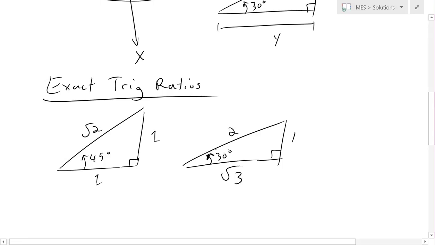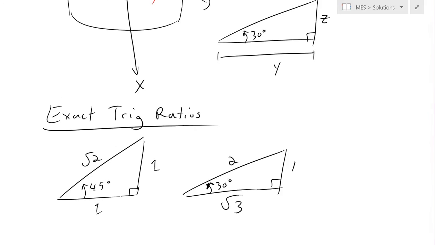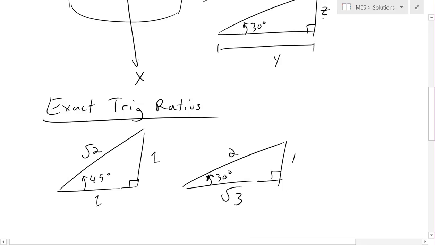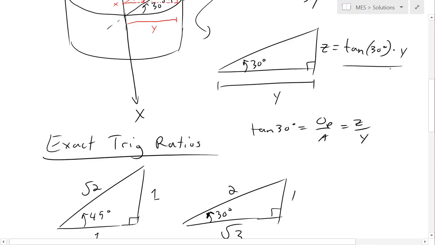And the other exact one is the 60 degrees, but we'll just stick with this one right here. So now we have this ratio, so z right here also equals tan, or opposite over adjacent, of 30 degrees, times y, because we know that tan 30 degrees equals opposite over adjacent. This equals z over y. Now we move the y over this side, so there is our z value.